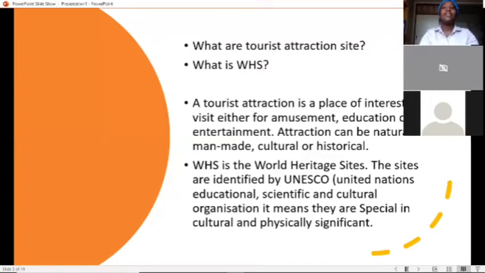UNESCO can find a place, look at its physical, natural, or cultural features, and if it's unique, then UNESCO will say, okay, fine, now this is an attraction. We cannot say an attraction is an attraction if it is not identified, right? We have two different types of attraction that UNESCO can identify: the World Heritage Sites, the world icons, and also the 7 wonders of the world.